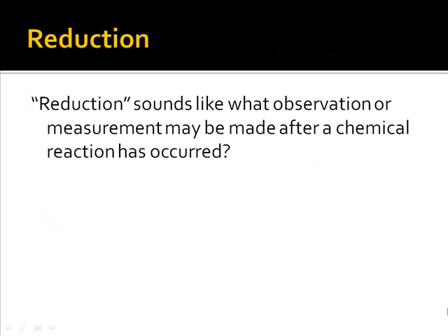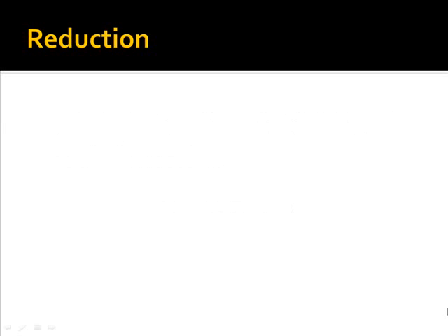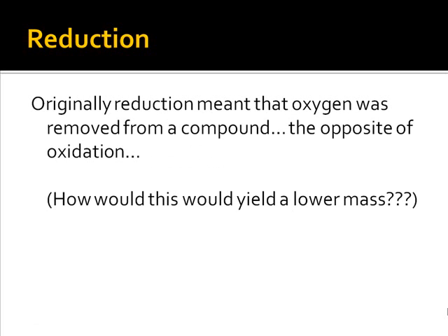Reduction is the other side of this whole equation, right? We have an oxidation. We also have a reduction. Imagine that you have some chemicals, and you have an oxide even, and you measure something about that oxide before a chemical reaction. You measure something about that after, and you find that we have a reduction that occurs. What might be reduced? Well, something we can measure is a reduction in mass. Originally, reduction meant that the oxygen was removed from a compound. Right? So how exactly would that yield a lower mass?